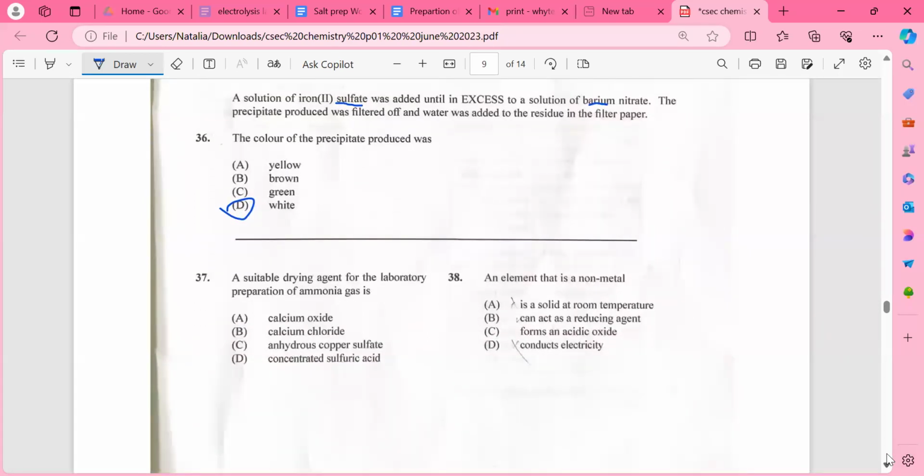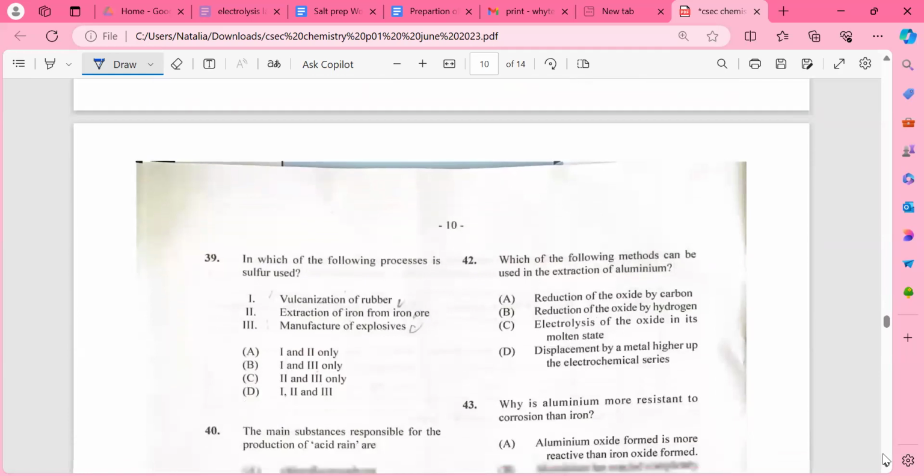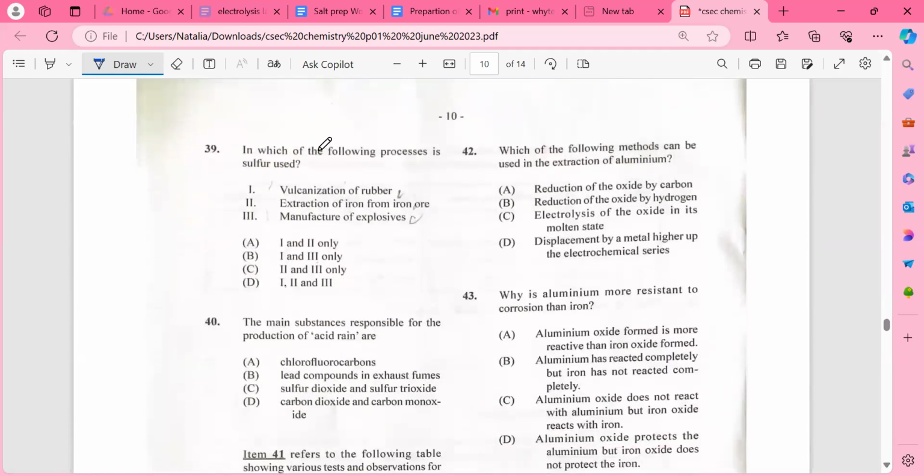A suitable drying agent to prepare ammonia is going to be calcium chloride. An element that is a nonmetal will form an acidic oxide. In which of the following processes is silver used? So we use silver to galvanize rubber, no. In the extraction of iron from its ore, no. To manufacture explosives, yes. So 1 and 3, our answer is B.